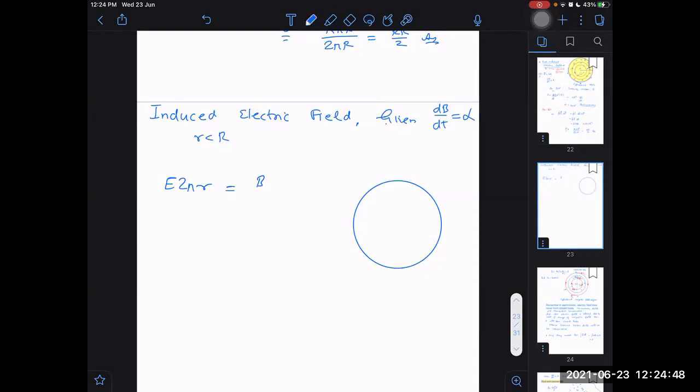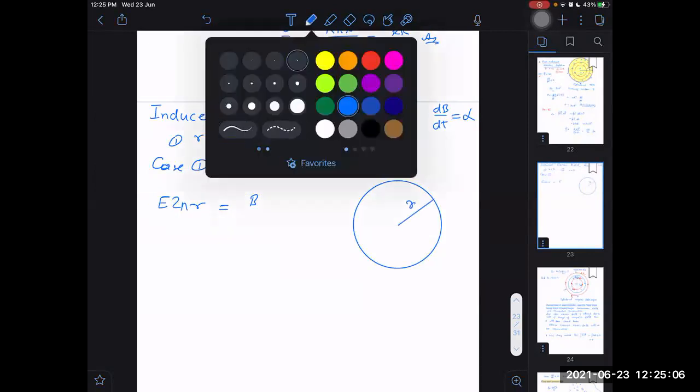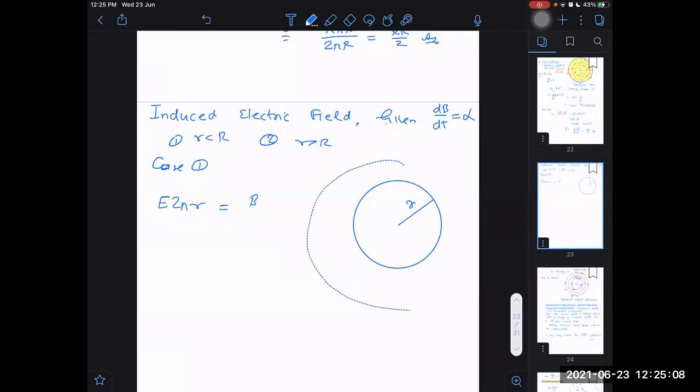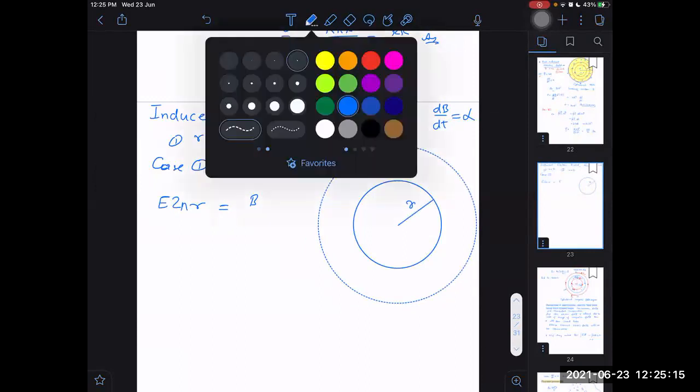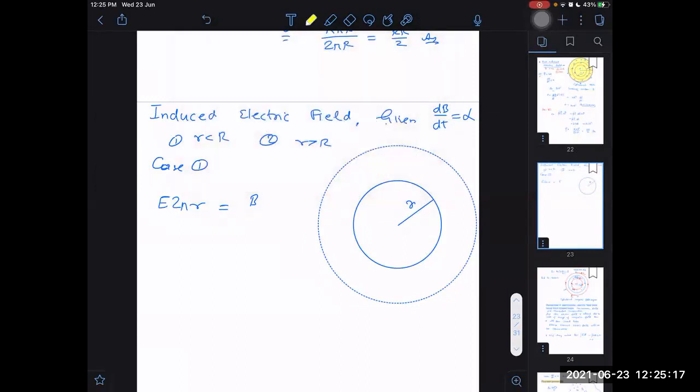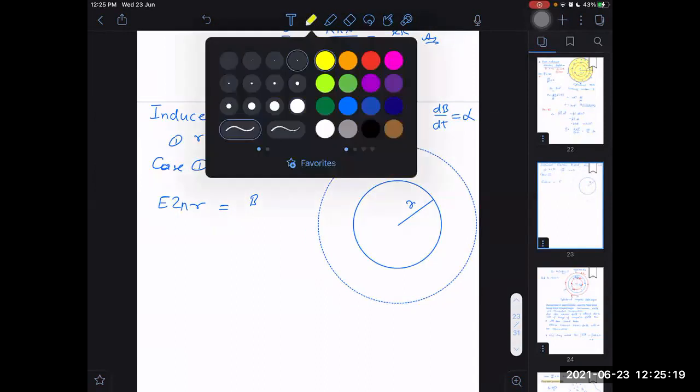Two cases mainly: r less than R and r greater than R. Case 1. In case 1, when r is less than R, what does r mean here? Small r is the point where we are interested in finding the electric field. And what is capital R? It is the cylindrical region radius. So the magnetic field is in this cylindrical region of radius R.